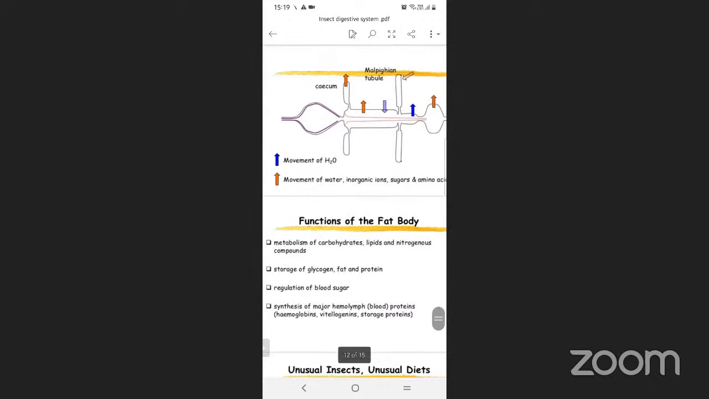And coming to the functions of the fat body: metabolism of carbohydrates, lipids, and nitrogenous compounds, storage of glycogen, fat, and protein, regulation of blood sugar, synthesis of major hemolymph, that is blood, proteins, hemoglobins, vitellogenins, and storage of the proteins. These are the main functions of the fat body in the hemolymph.